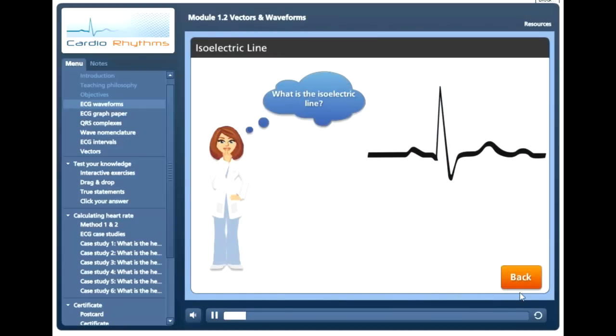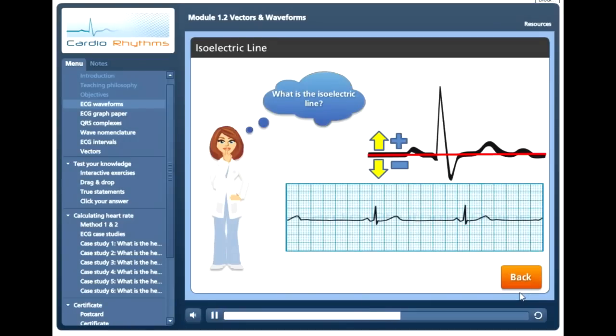The isoelectric line is the baseline voltage. The amplitude is 0 and therefore represents neither a positive nor negative electrical potential. So, anything above this line is considered a positive waveform, and anything below the line is considered a negative waveform. The isoelectric line is best seen between cycles, i.e. after a T wave and before the next P wave. However, we can also see the isoelectric line between the P wave and the QRS complex, and between the QRS complex and the T wave.